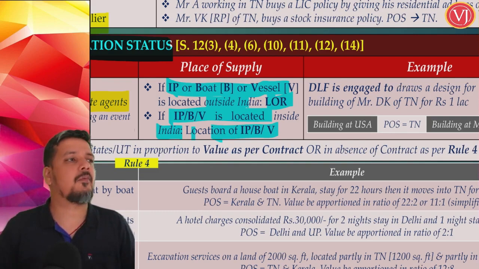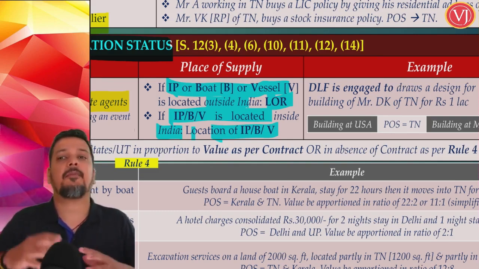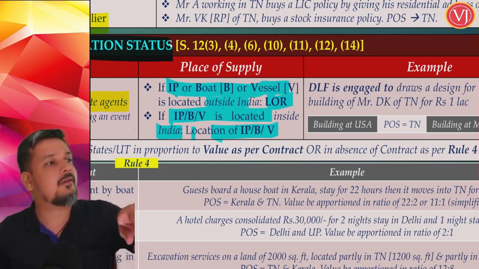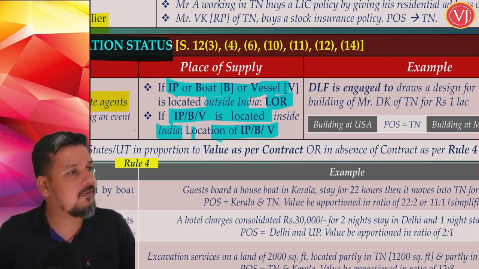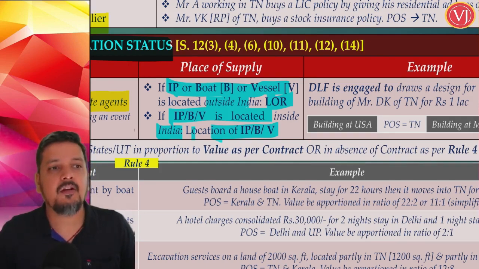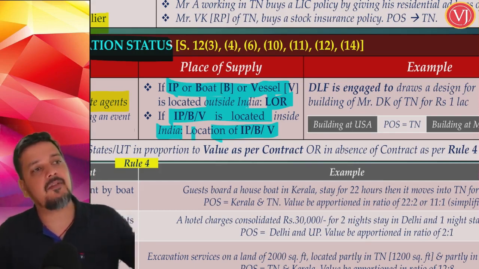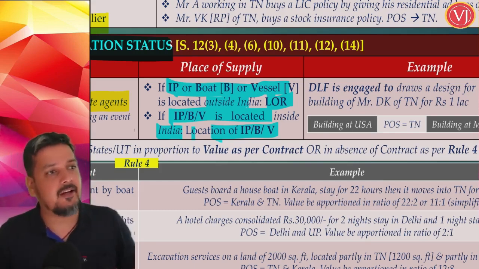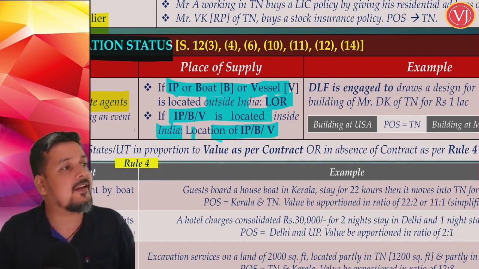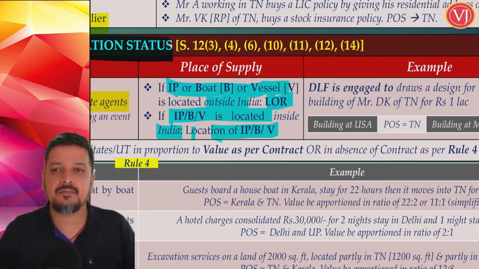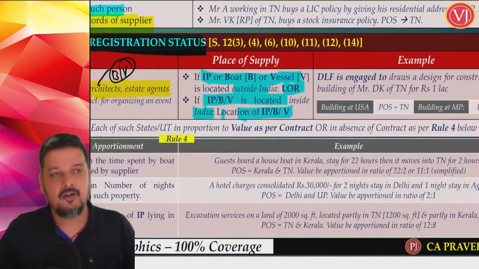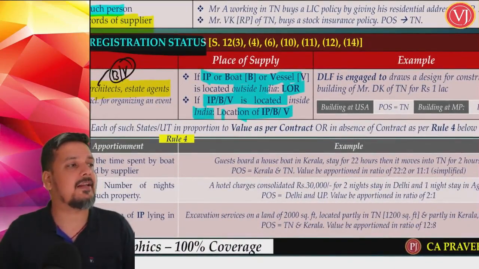The same thing is true with boat or vessel, when I am staying in a boat or vessel. I am going for a cruise trip in a boat or vessel. If it is moving within Kerala, answer is Kerala. If it is going from Kerala somewhere outside India, I paid in India, but the cruise is outside India, then location of recipient. So that is the answer when you talk about immovable property related services.